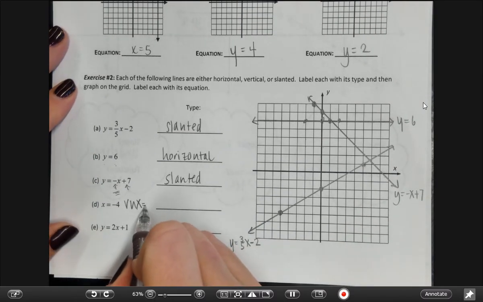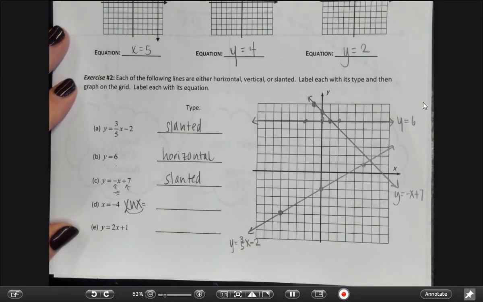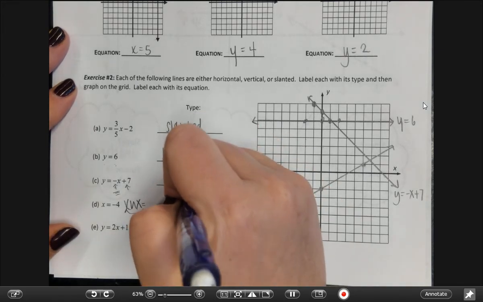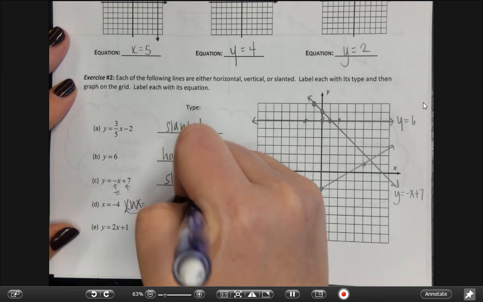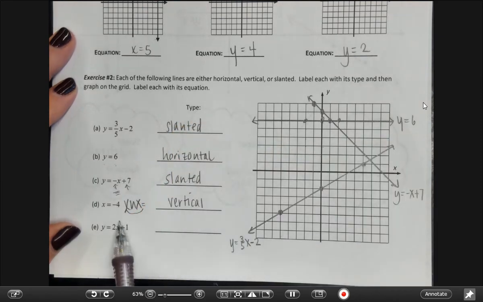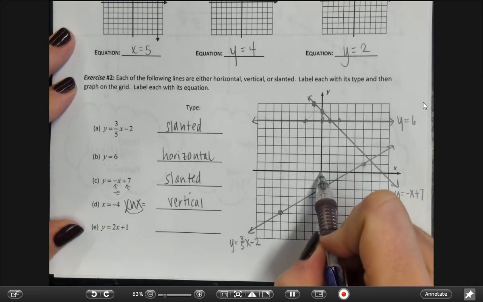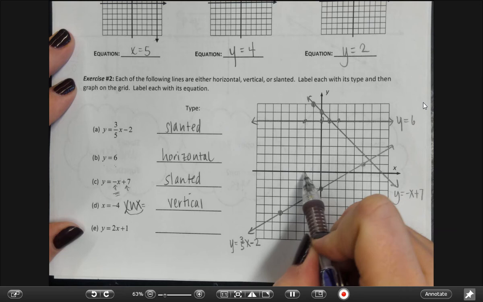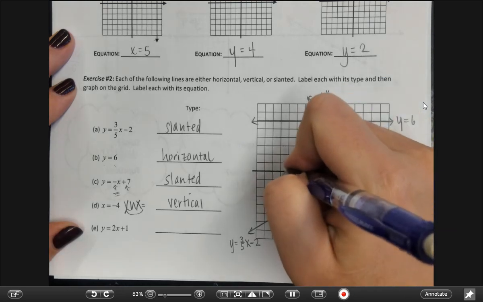So this is one of those things where we're gonna have to know it. Because this says x equals, what that tells me is this is a vertical line at that x equals. So this is vertical. And where? Well, it's all x equals -4. I have a vertical line at x equals -4. So where is x equals -4? 1, 2, 3, 4, right here.